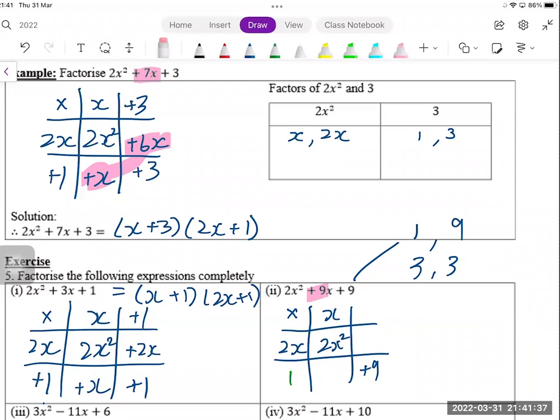So the final try, actually nothing much to try also. It says +3, there's no rotation or position, both of them are the same. So I just put here +3x, over here +6x. Then they give me +9x, which is what I was trying to achieve in my factorization. So my answer will be x plus 3, 2x plus 3.